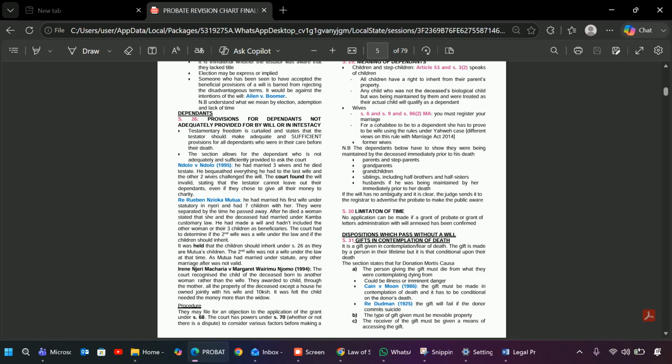This was also captured under the decision of Irene Njeri Macharia versus Margaret Wairimu Njomo, where the court recognized the child of the deceased born to another woman rather than the wife. They awarded to the child through the mother all the property of the deceased except a house he owned jointly with his wife and 10 shillings. It was felt the child needed the money more than the widow.